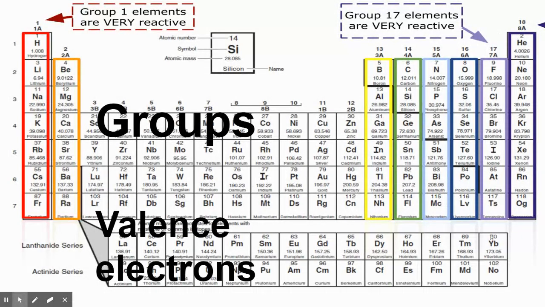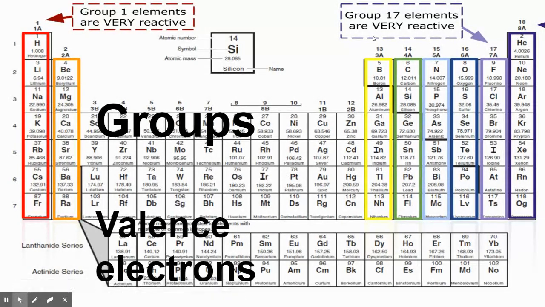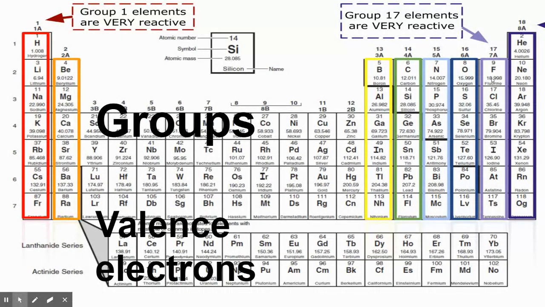17 wants 8, so it's constantly trying to grab 1. So 17 is very reactive as well. 1 is trying to give its atom away, so it's very reactive. Groups are sometimes called families because, like families, there's common characteristics. So all of the elements in a group have very common chemical properties. So hydrogen, lithium, sodium, potassium, they're all very reactive. Over here at 17, fluorine, chlorine, bromine, they're all very reactive.